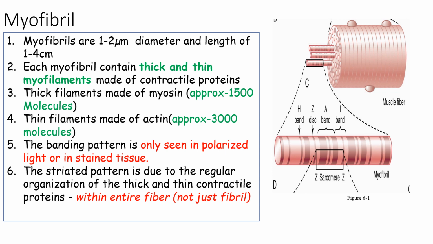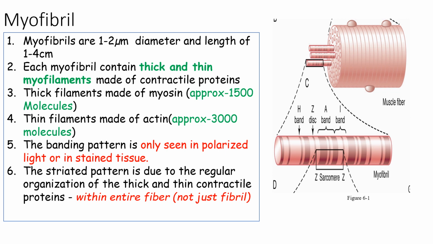variable length. They are arranged in a regular repeating pattern which is present in the myofibril because of the presence of two filaments, that is the thick filament made up of myosin, approximately 1500 molecules, and the thin filaments, which are double in number, made up of actin.